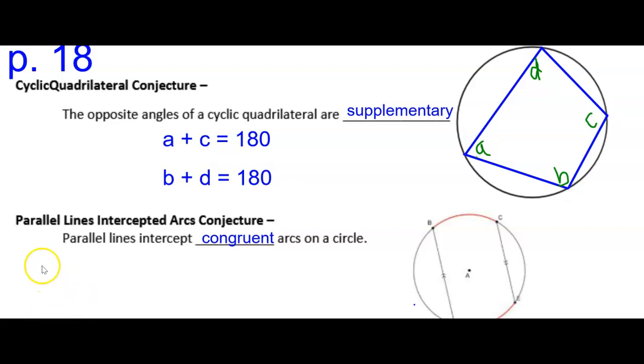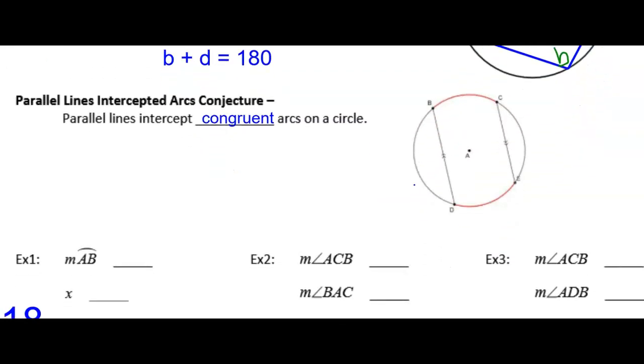All right, next up, parallel lines intercepted arc conjecture. The parallel lines intercept congruent arcs on a circle. So if you have these two lines that are parallel to each other, remember that means they never cross, then the arcs that they go with are going to be congruent. So arc BC is congruent to arc DE. All right, let's go ahead and look at a couple examples below.